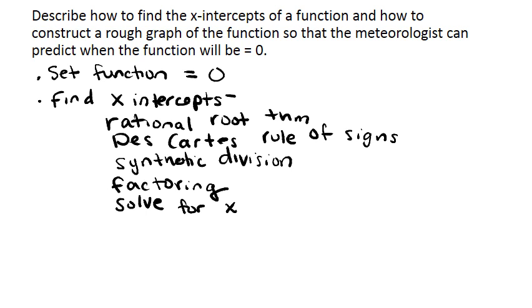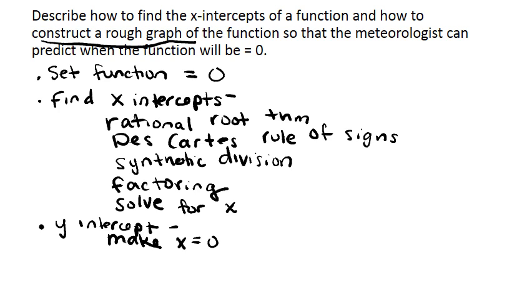Okay, so what else would we do to construct a rough graph of the function once we have the x-intercepts? We would also find the y-intercept, and we do that by making x equal to 0 and solving for y. Okay, and then the last thing that's also important in a rough sketch, I would want to make sure I know what the end behavior does.